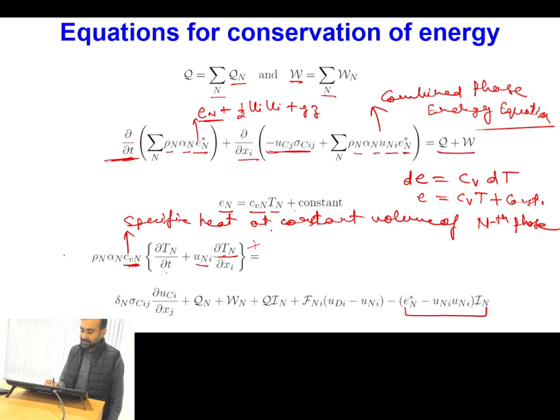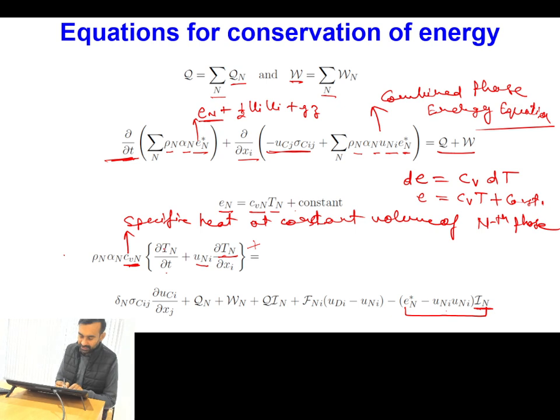With this I will be getting del rho n alpha n divided by del T, clear? Plus del by del xi of rho n alpha n into uni. And that entire quantity will become equal to In. Is this point clear? And then with In, I will have En star minus Uni into Uni. Are all clear with this point?